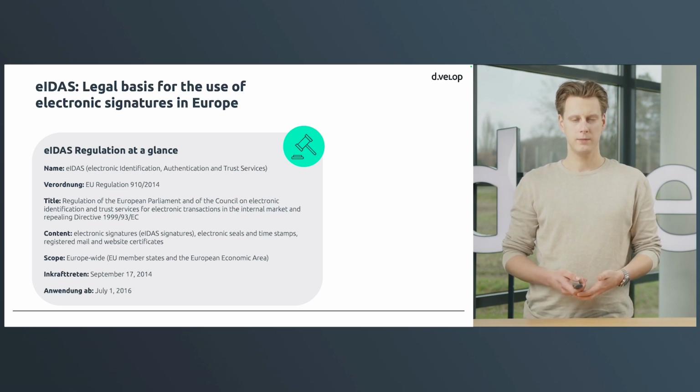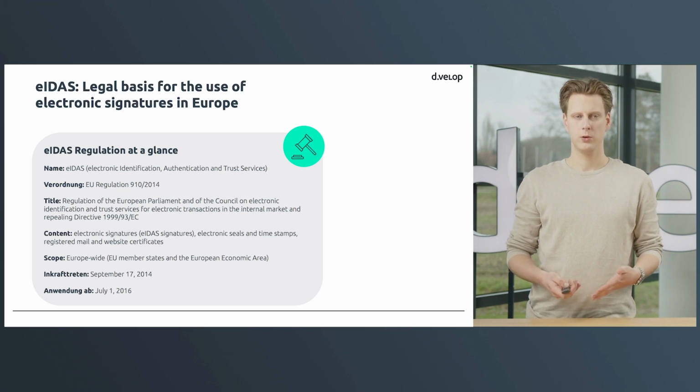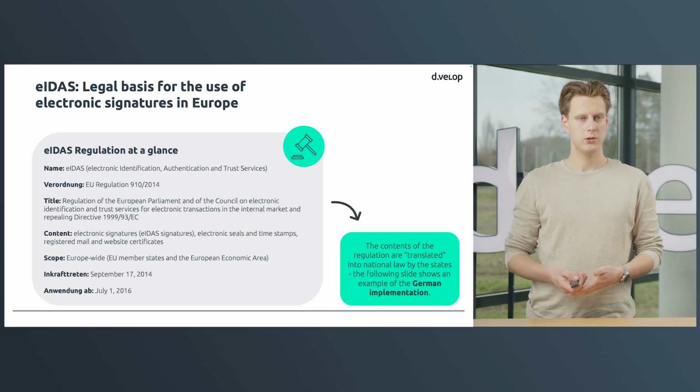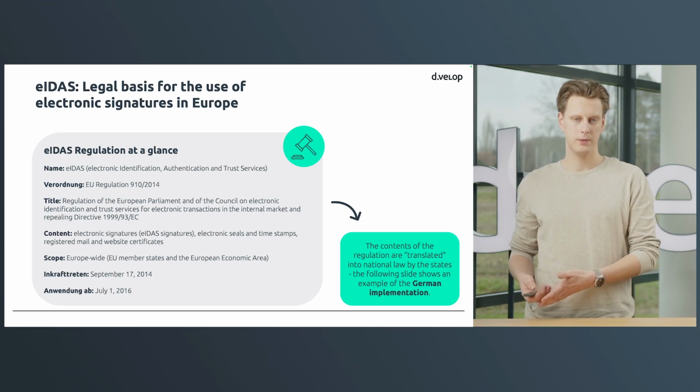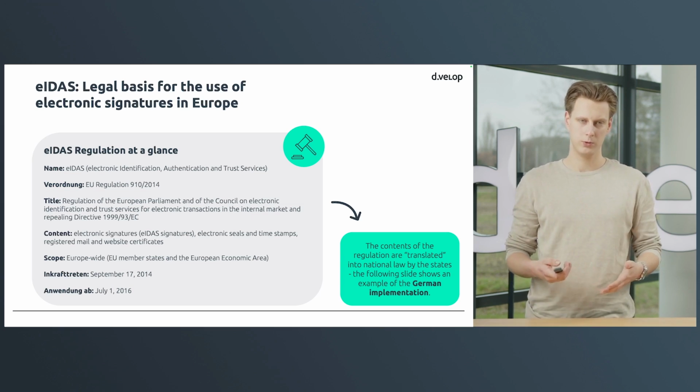Since 2016, the eIDAS regulation has been in effect as a superior regulation for all EU countries, so that electronic signatures are uniformly recognized in the EU. This eIDAS regulation was then incorporated into national law by the member states, but they are indeed governed by this common regulation.